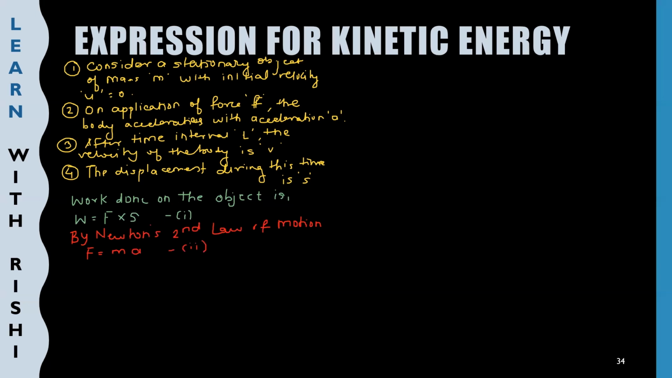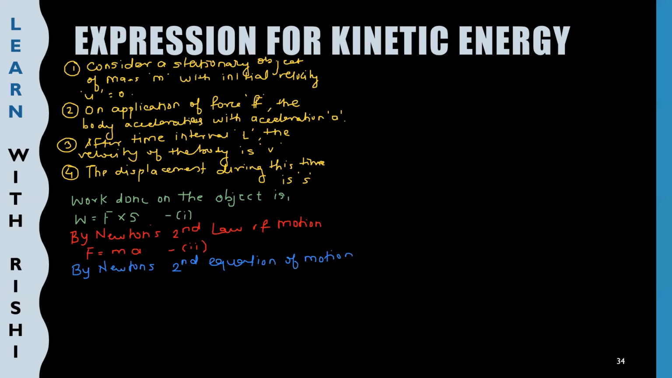And we also have to replace the displacement with some other factors. That also we have learned in chapter number 1. By Newton's second equation of motion, what was the second equation of motion? s is equal to ut plus half at square.